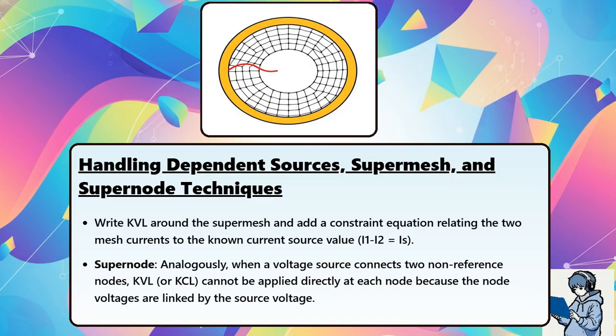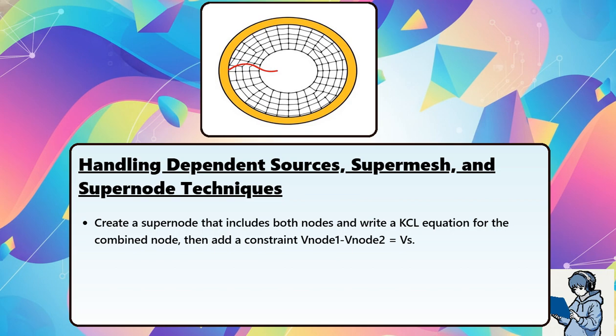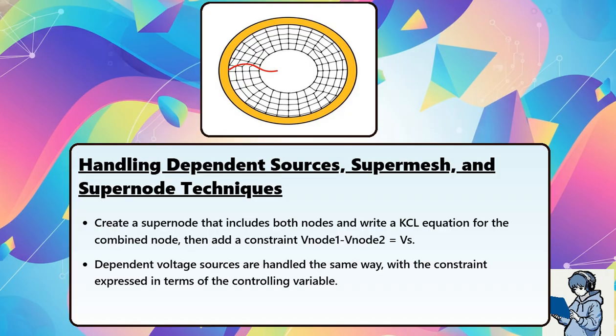Supernode. Analogously, when a voltage source connects 2 non-reference nodes, KCL cannot be applied directly at each node because the node voltages are linked by the source voltage. Create a supernode that includes both nodes and write a KCL equation for the combined node. Then add a constraint: V node 1 minus V node 2 equals Vs. Dependent voltage sources are handled the same way, with the constraint expressed in terms of the controlling variable.